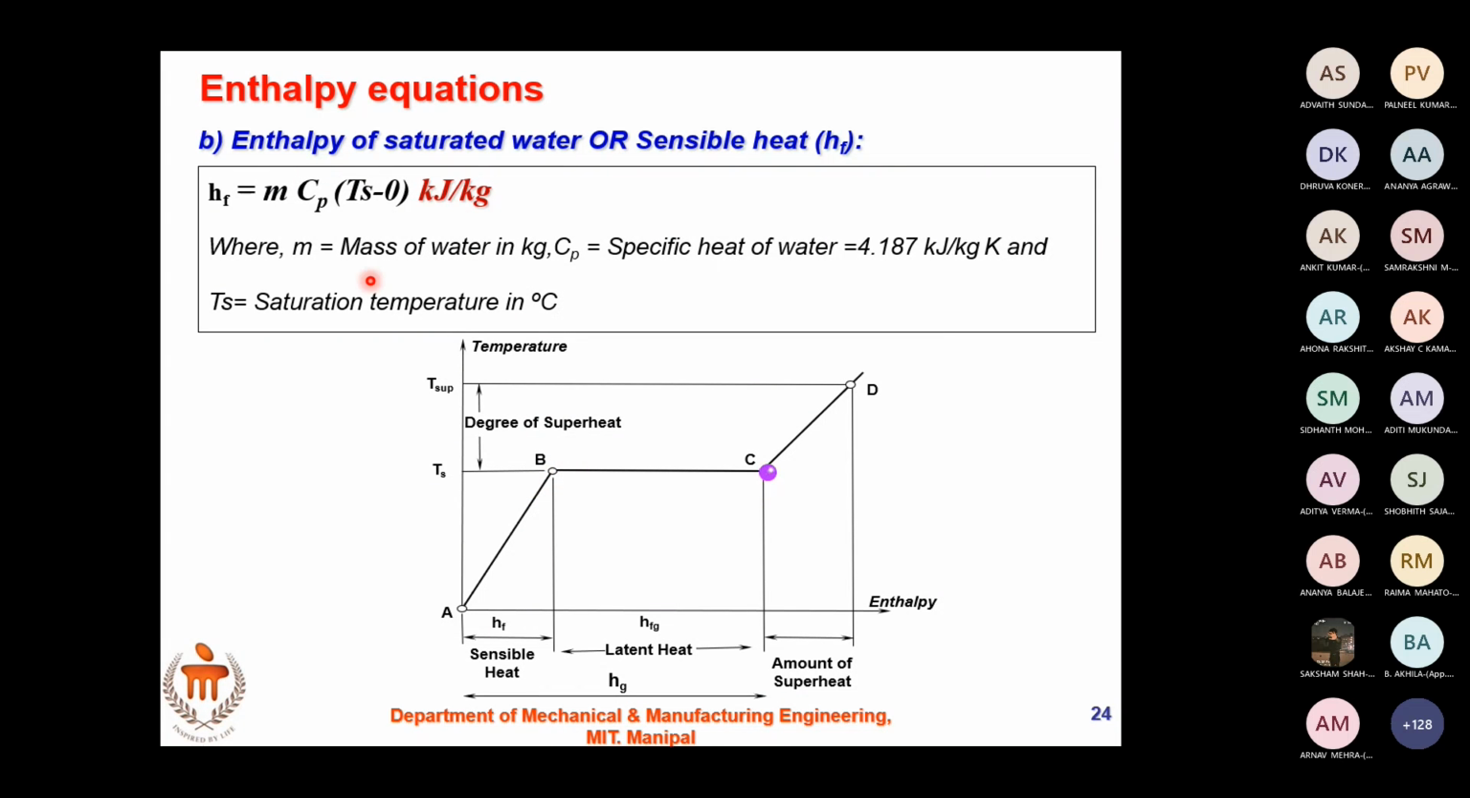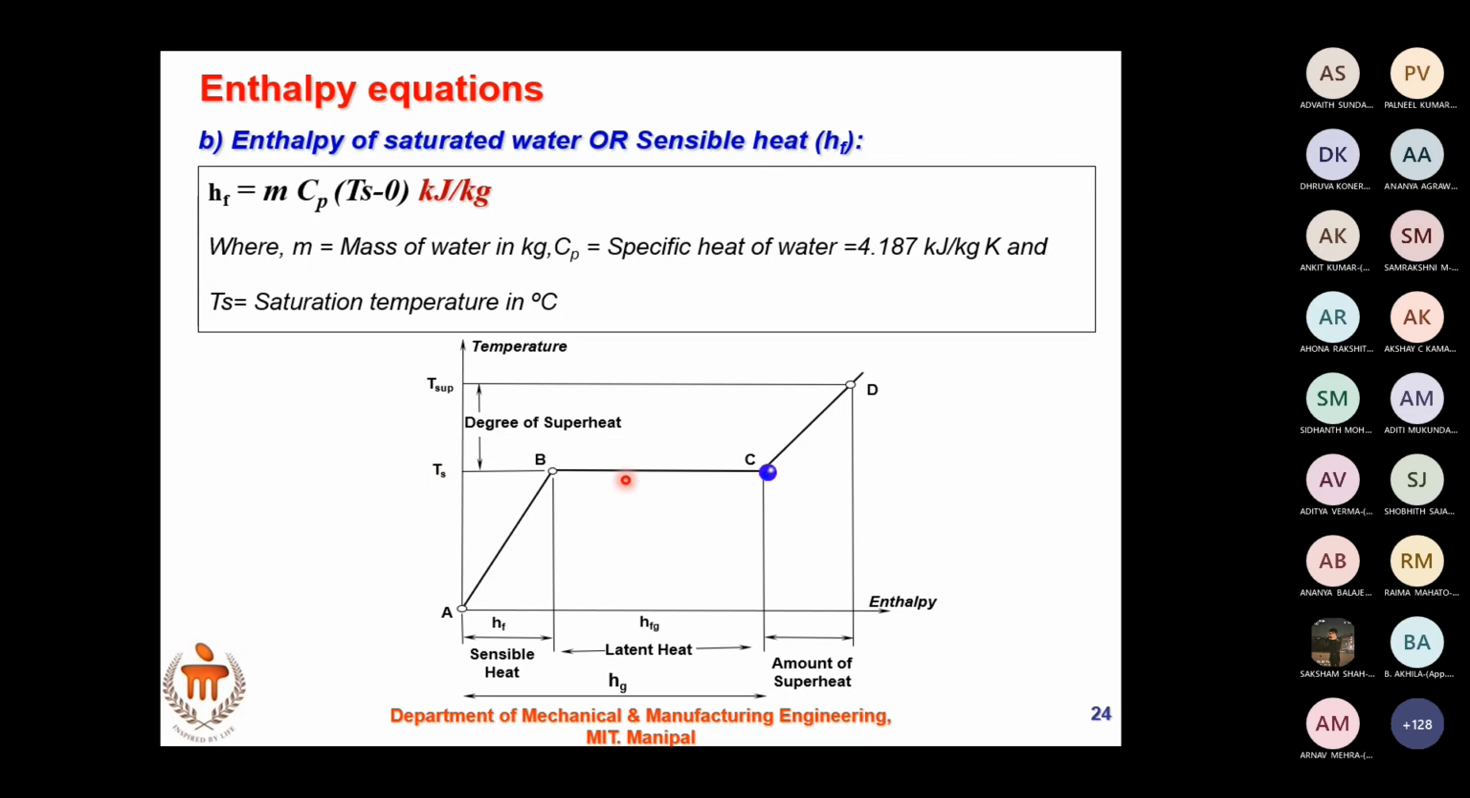So this is again heat added, m c delta T. So h suffix f represents water. Specific enthalpy of saturated water, h_f, is equal to mass of the water multiplied by specific heat of water multiplied by change in temperature. Saturation temperature minus, we have started this experiment assuming the water to be at 0 degrees Celsius. So Ts minus 0, where Ts is the saturation temperature.